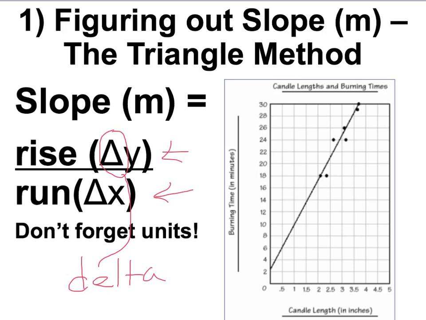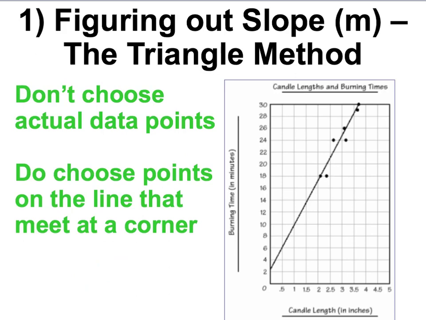So let's take a look at this and do the triangle method. Since we're worried about the line of best fit and not the actual data points, don't choose the actual data points when you're doing your triangle method. Instead, choose points on the line that meet in a corner and make them really easy to read. So for example, I'm going to pick this point right here and this point. This point right here also meets in a corner.